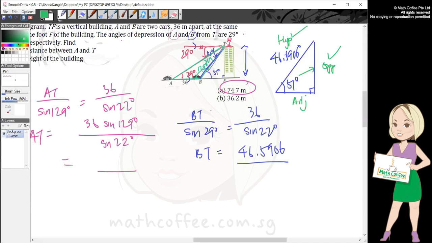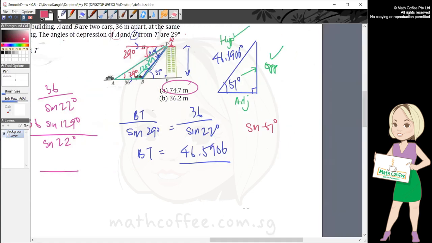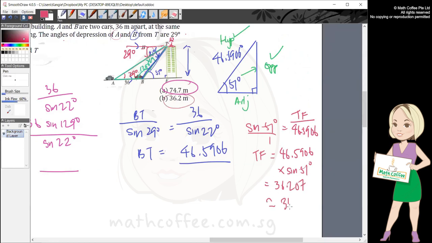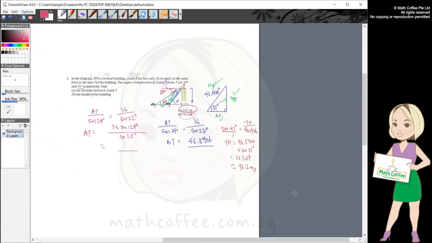I'll be using sine. So sine 51 degrees equals TF over 46.5906. So my TF simply is cross multiply, 46.5906 multiplied by sine 51 degrees. In the end, I get 36.207. Round off to 3 SF, 36.2. Understand? Okay, all good.